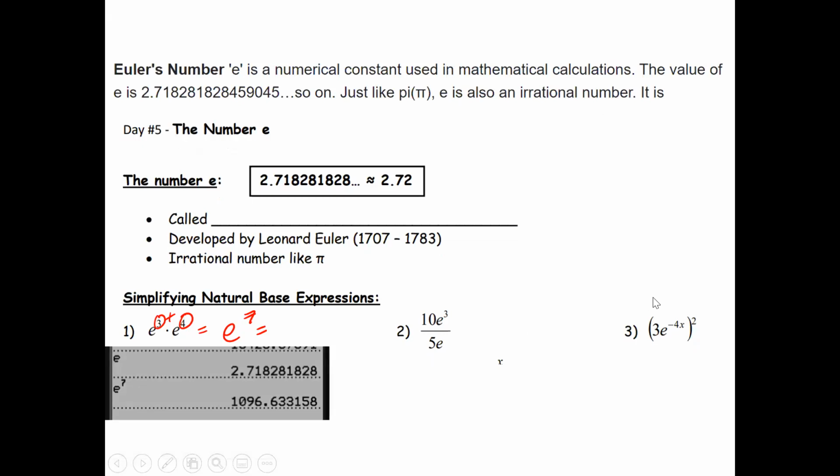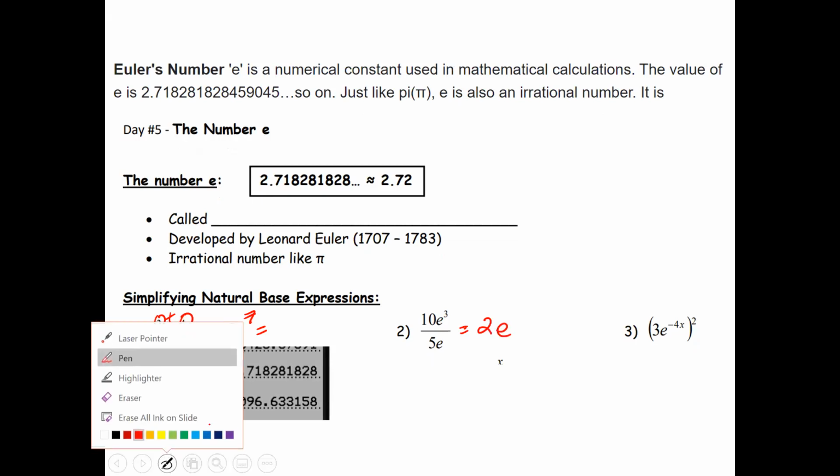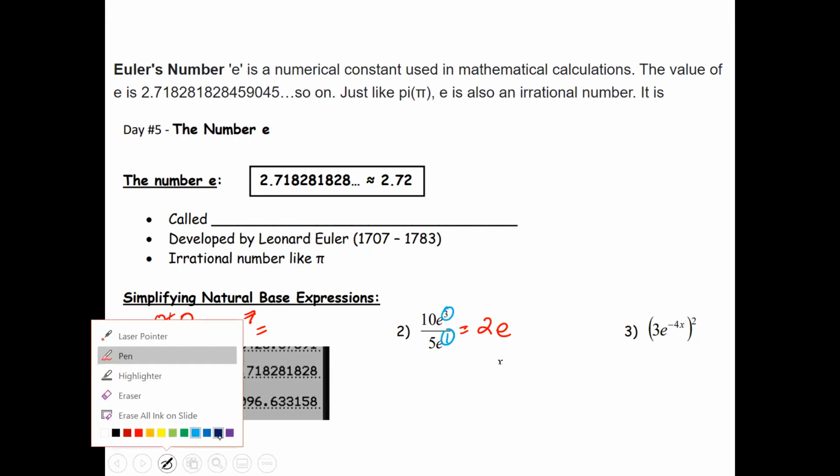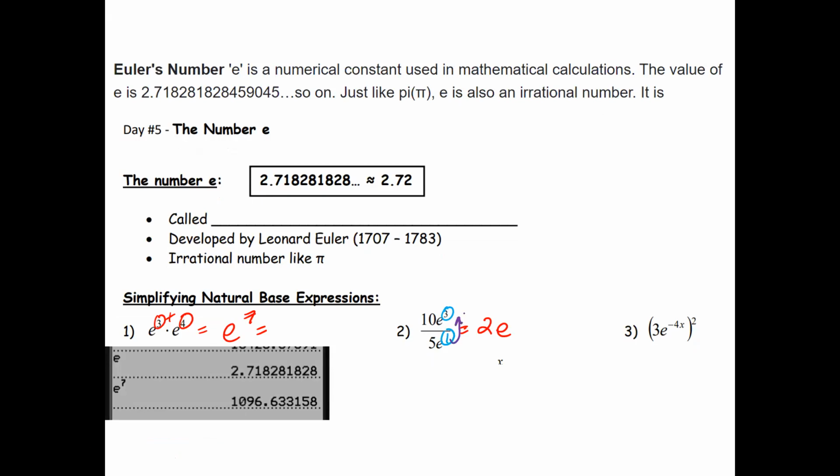Okay, so then let's take a look at number 2. For number 2, you have 10 divided by 5, so that's a 2. And then you have e to the 3rd power and e to the 1 power. Remember, you always move the smaller number. The smaller number is going to be a 1. So when you move it up, you have to change it to the opposite sign. So what's 3 minus 1? It's a 2.